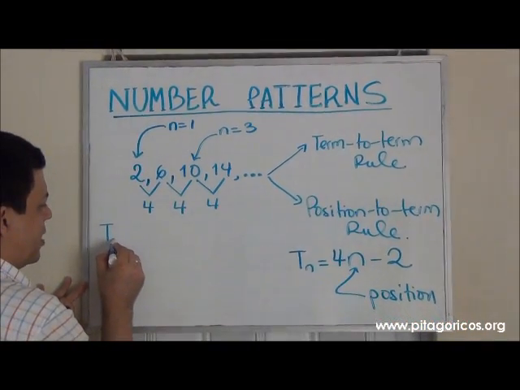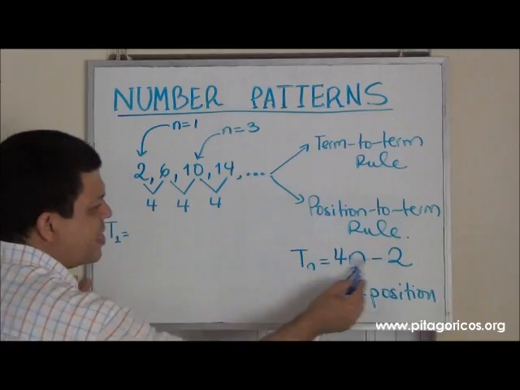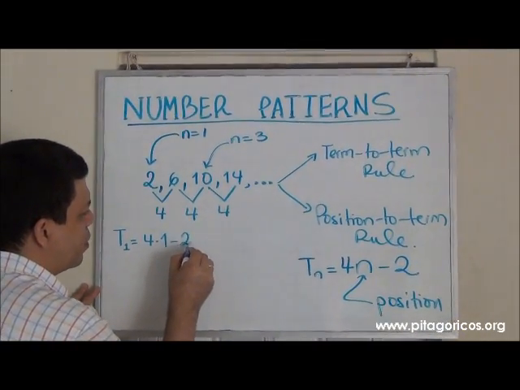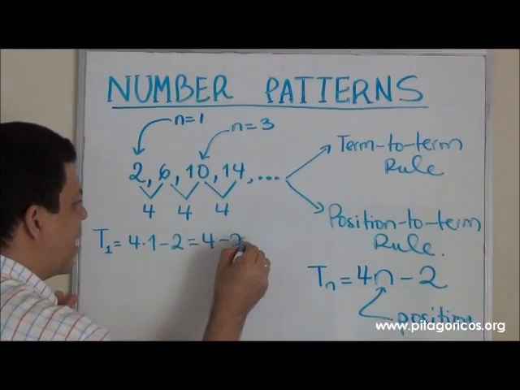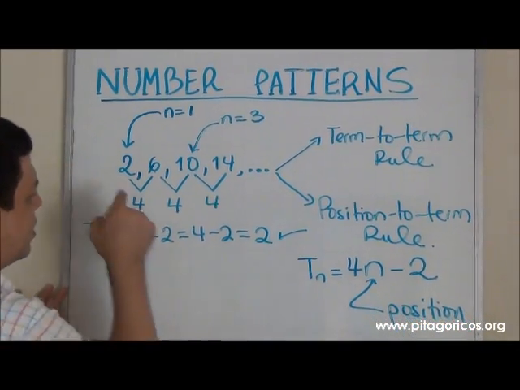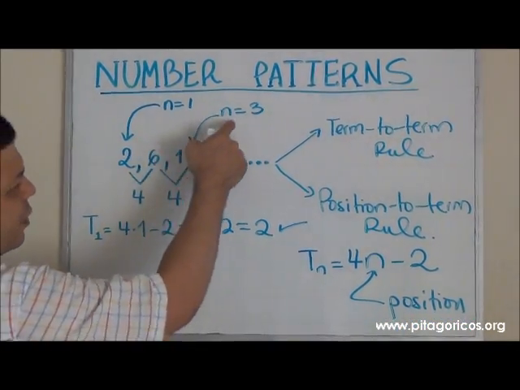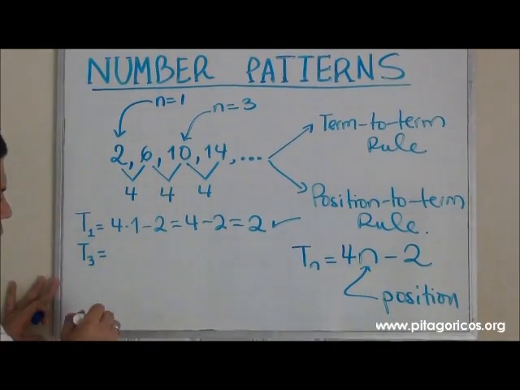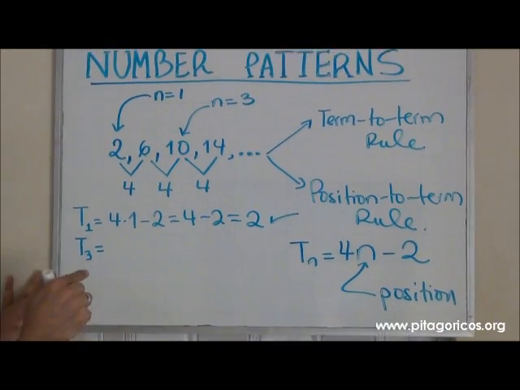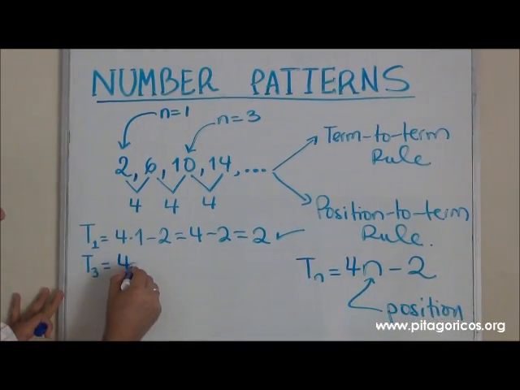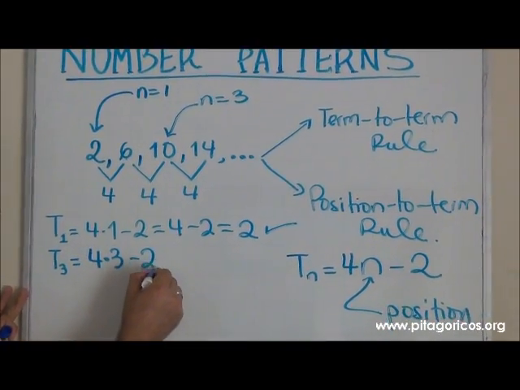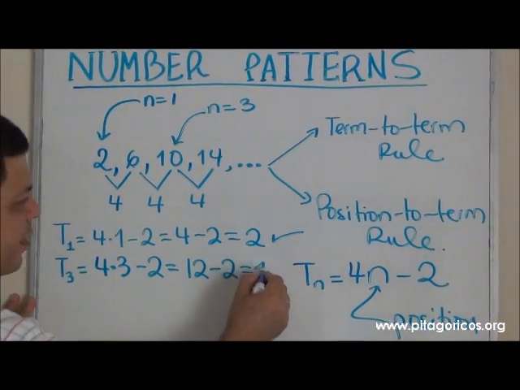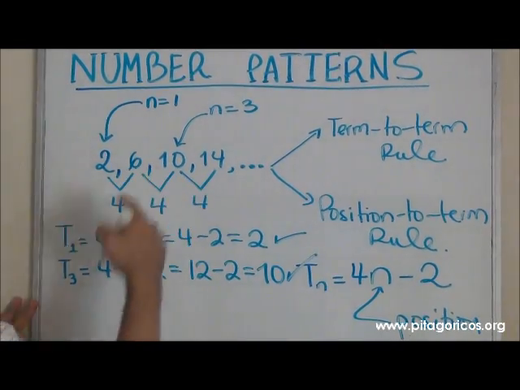If n equals 1, that is T1, by replacing that in my formula, what I have is 4 times 1 and then minus 2. That is 4 minus 2, and that's going to give me 2. So it's correct. But let's see if it works for the third term, when n equals 3. When n equals 3, what I have is 4 times 3 and then minus 2. That is 12 minus 2, and that is going to give me 10. So as you see, it works.